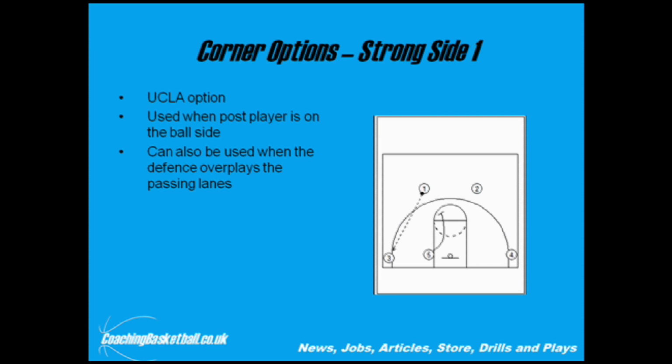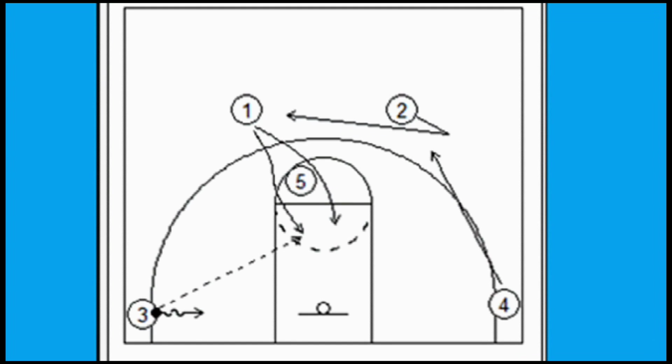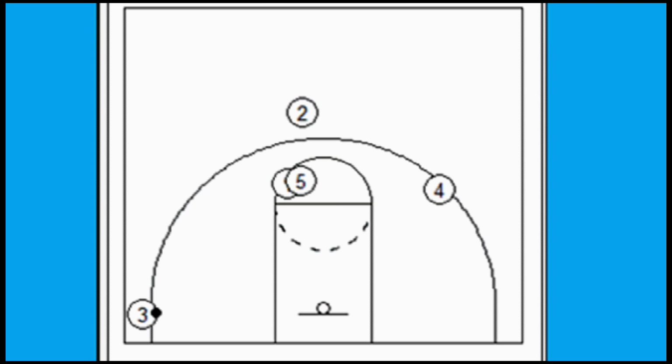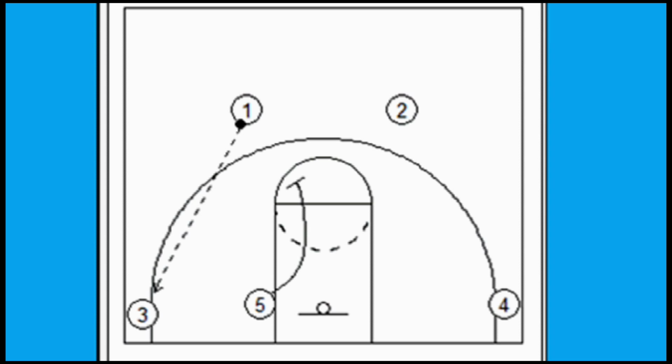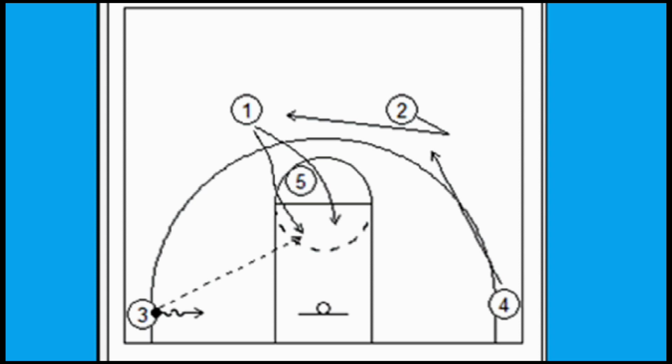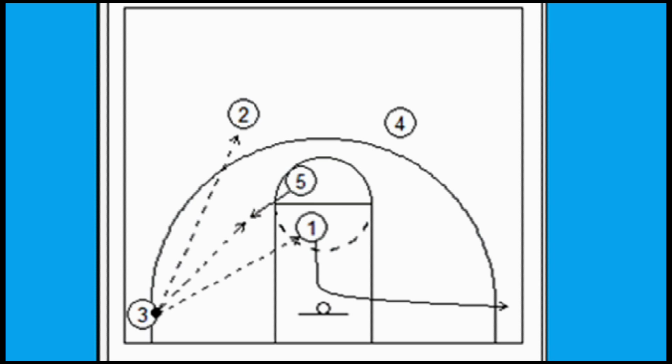Now, what we have, just going through the play, is number 1 passing to number 3. Number 5 comes up from the post, sets a UCLA pick, so you've got that backdoor cut for number 1. He can either go behind the screen or in front of the screen. If I'm picking one of the two, I would go in front of the screen. It gives number 3 more time to make that good quality pass.